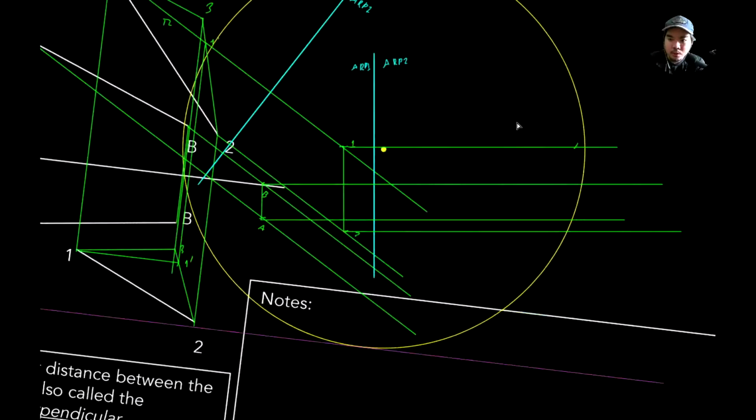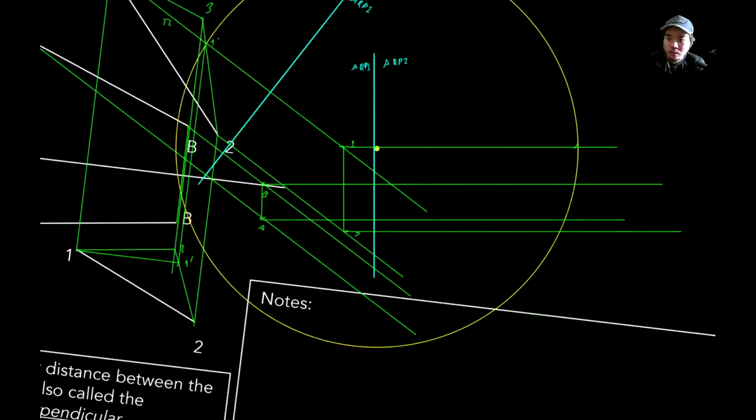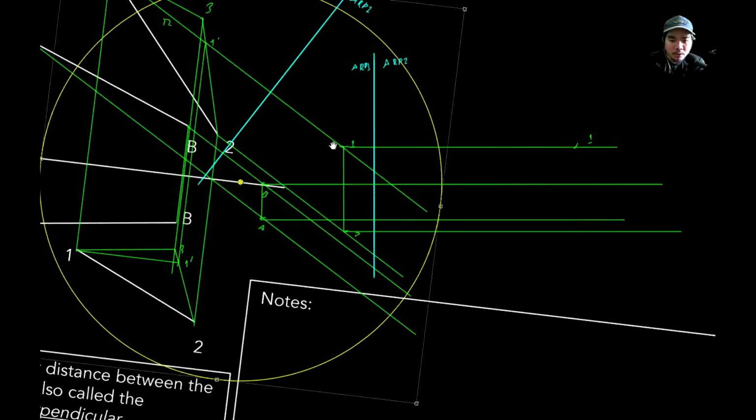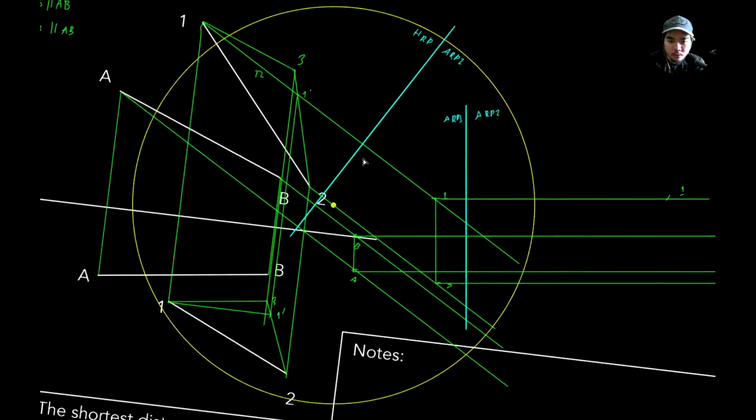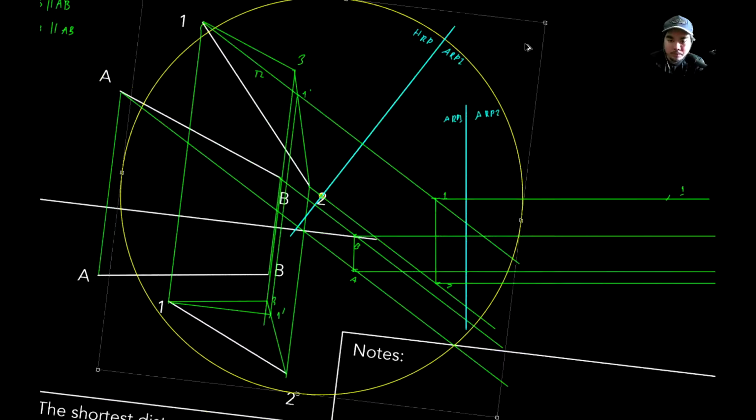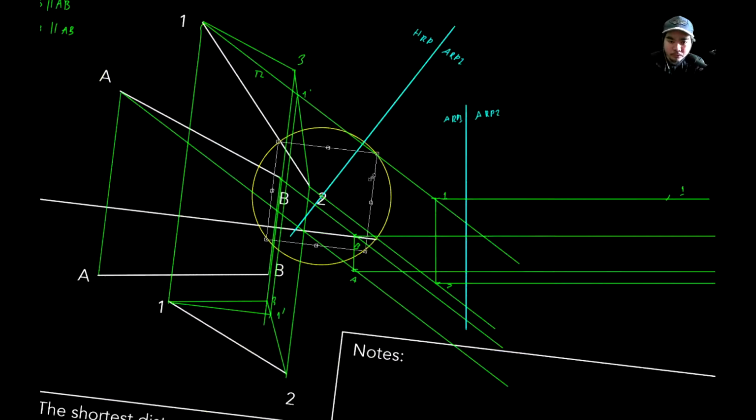Okay, so point 1 to, no? This is point 1. Tapos point 2. Medyo malapit. We do point 2 here.